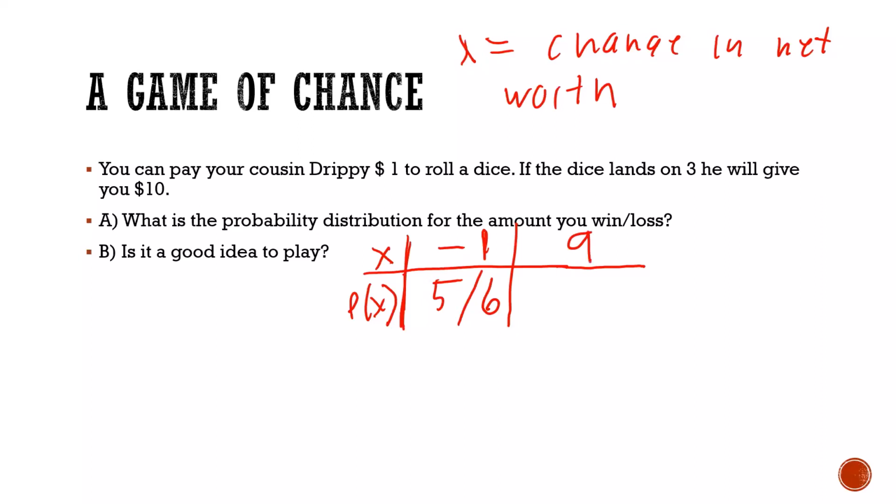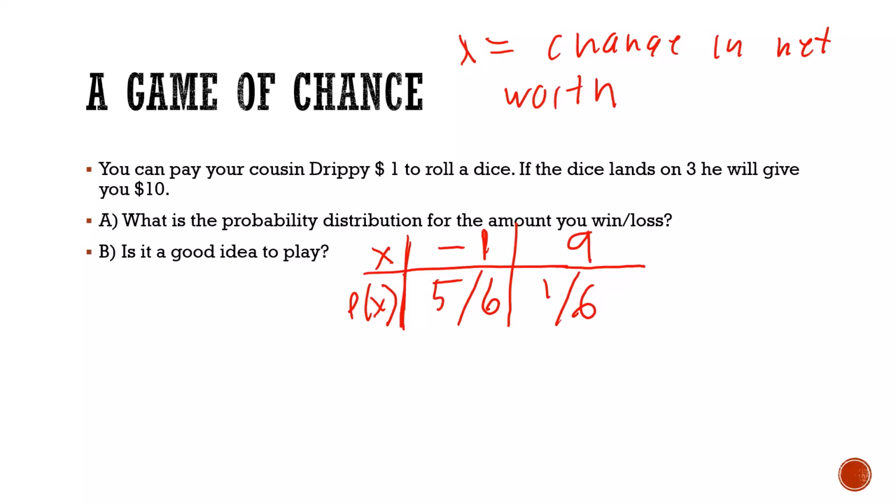And the probability associated with this 9 is 1/6, right? This is a complete probability distribution. There's just not a lot going on, because it's a simple game. 5/6 of the time you lose $1. 1/6 of the time you gain $9.